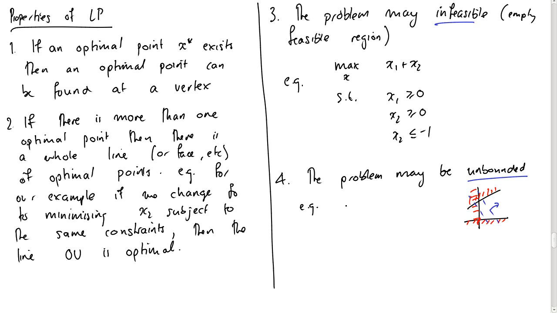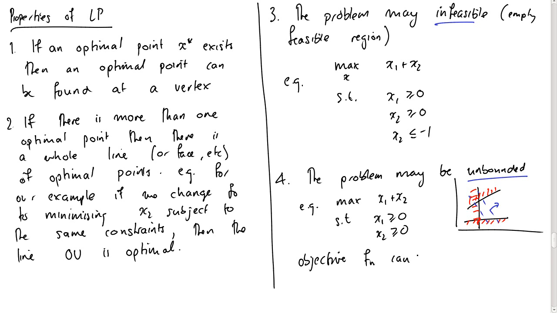Okay, so e.g. maximize, that's not this picture, maximize x1 plus x2 subject to x1 is greater than or equal to 0 and x2 is greater than or equal to 0. Okay, so the objective function can be made arbitrarily large.